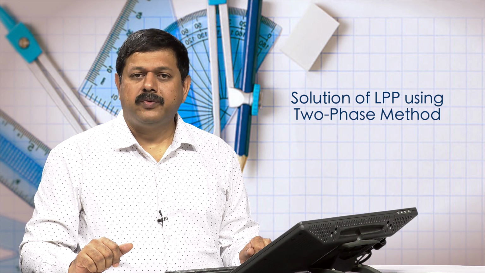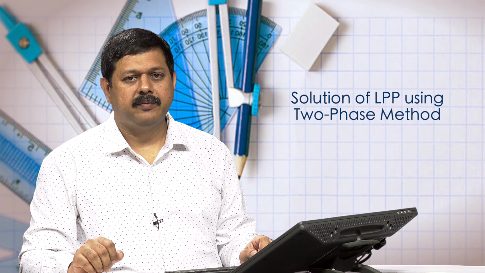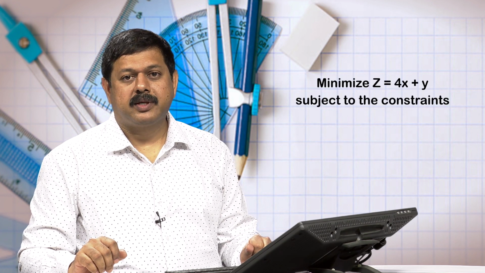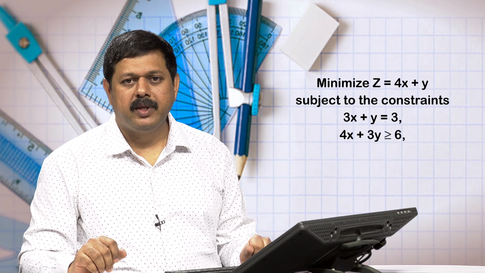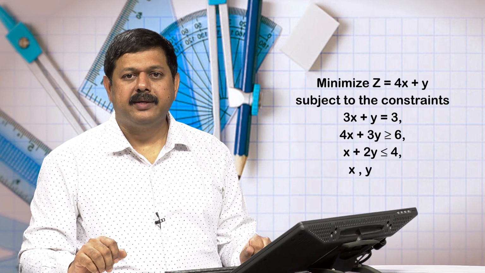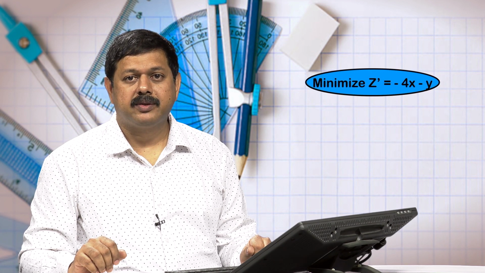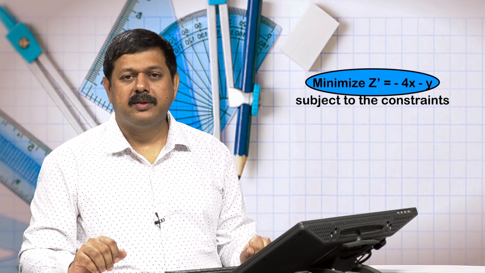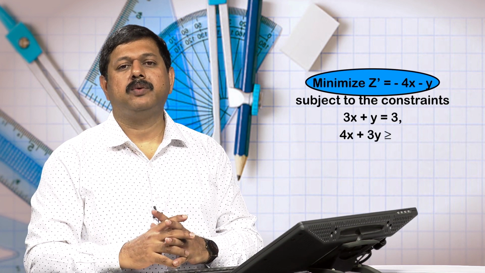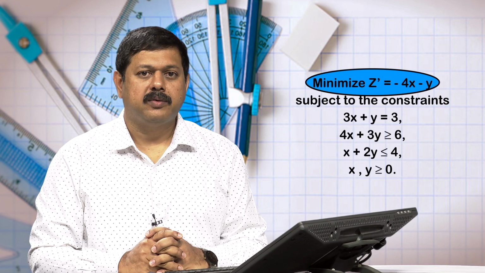To illustrate the two-phase method, we shall consider the linear programming problem that we have used in understanding the Big M technique. That is, minimize z = 4x + y subject to the constraints 3x + y = 3, 4x + 3y ≥ 6, x + 2y ≤ 4, x and y ≥ 0. Let us rewrite this problem as maximize z' = -4x - y subject to the constraints 3x + y = 3, 4x + 3y ≥ 6, x + 2y ≤ 4, x and y ≥ 0.